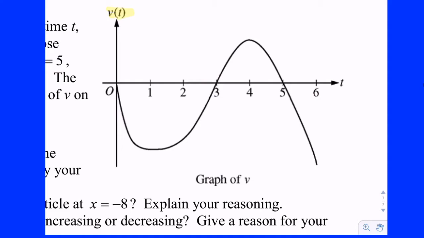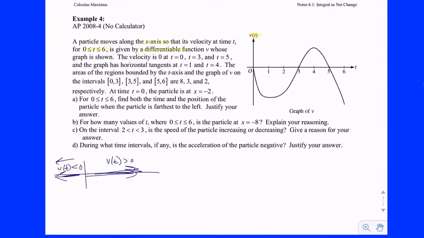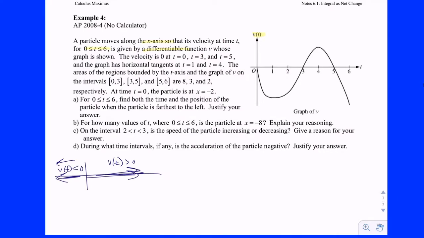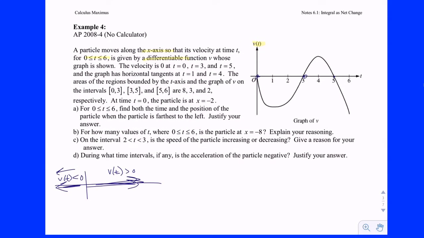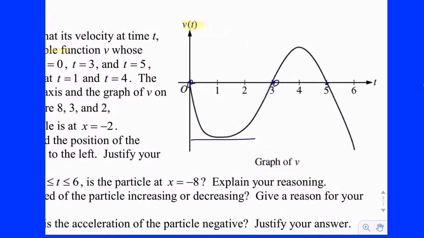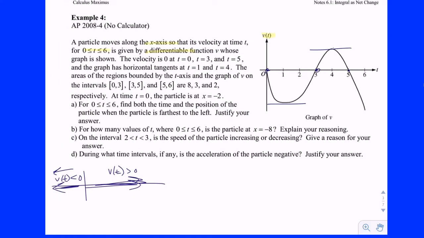Okay, so now we make sense of the graph. If that's a graph of velocity, the y values tell me what the velocity is. The slopes of this graph tell me the acceleration, and the integral or the areas give me the distance traveled. And I can use it to find total distance traveled or displacement, the net distance traveled. Okay, cool. The velocity is 0 at 0, 3, and 5. So what appear to be x-intercepts are in fact x-intercepts. And the graph has horizontal tangents at 1 and 4.